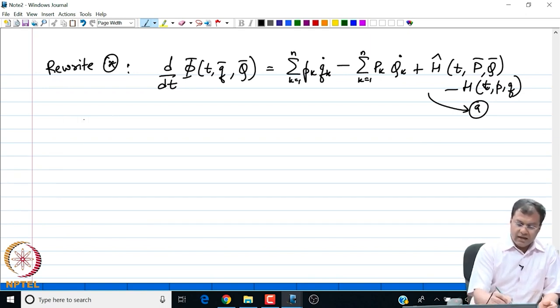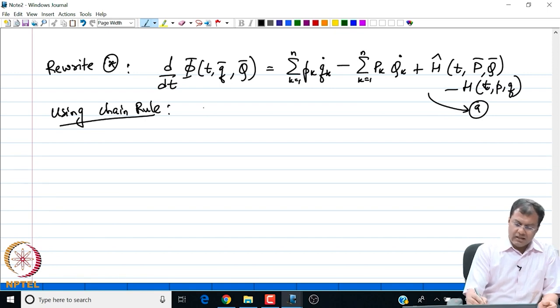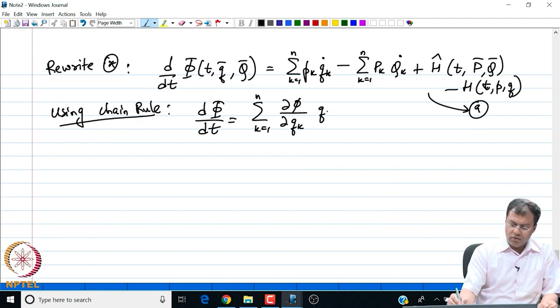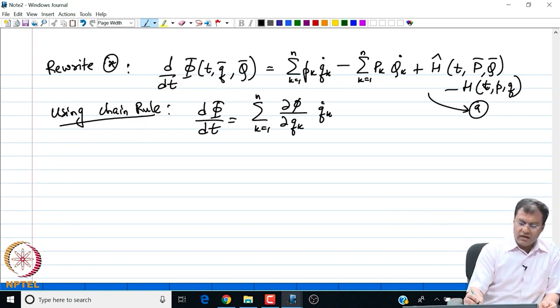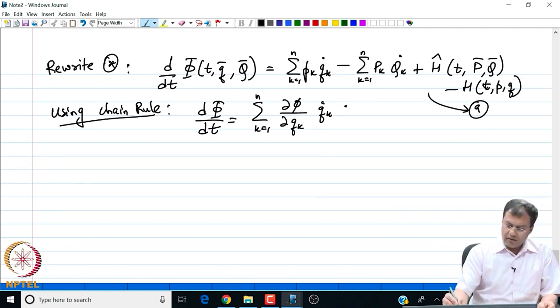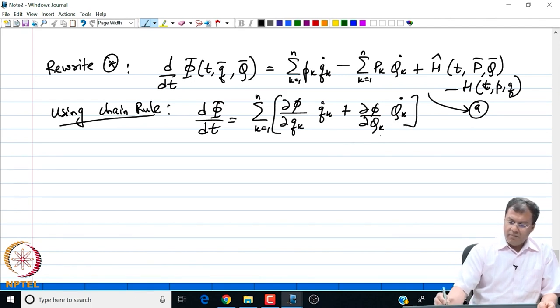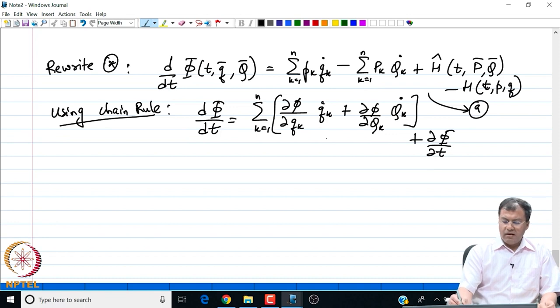Now we rewrite this left hand side again. Using the chain rule, d phi dt is also equal to the summation, k from 1 to n, of partial phi partial qk times qk dot. Note that phi is a function of q and capital Q as well, plus partial phi partial capital QK times capital QK dot, all under summation, plus partial phi partial t. So, the total derivative of phi is the sum of these partial derivatives. Let me call this relation B.